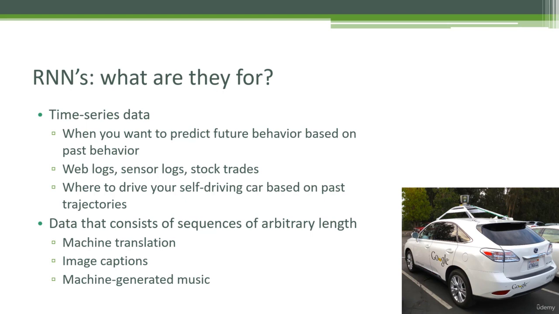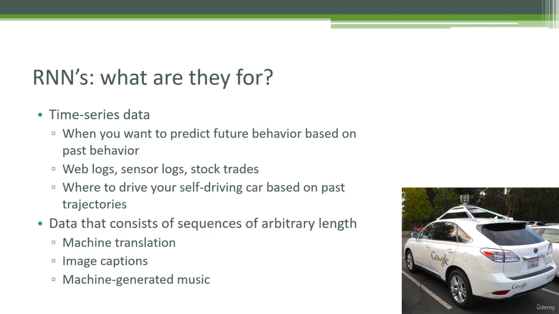Another example might be if you're trying to develop a self-driving car. You might have a history of where your car has been, its past trajectories, and maybe that can inform how your car might want to turn in the future. So you might take into account the fact that your car has been turning along a curve to predict that perhaps it should continue to drive along a curve until the road straightens out.